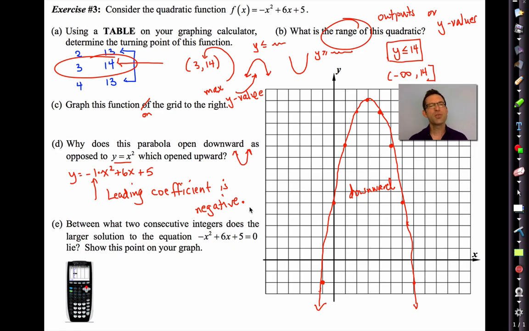All right, lastly, between what two consecutive integers does the larger solution to this equation lie? Show this point on the graph. All right, so this is all about solving an equation graphically, right? And really what we're trying to do is find the x values where the y value is 0. Well, the y value is 0 on this really poorly drawn graph right around here. I just can't draw the graph very well. This is the larger of the two, and it falls between 1, 2, 3, 4, 5, 6, and 7. Between 6 and 7.